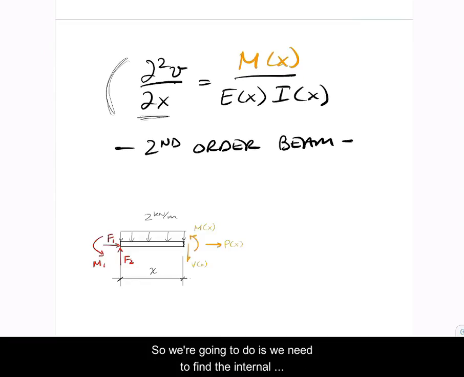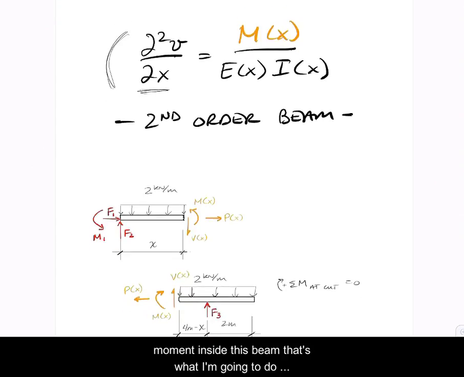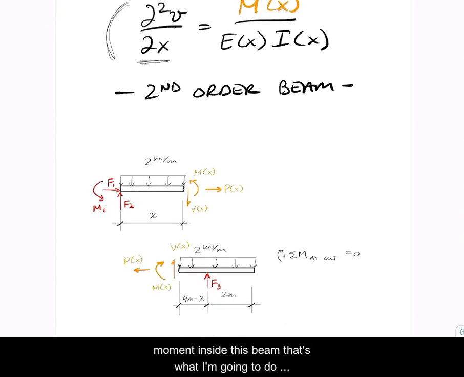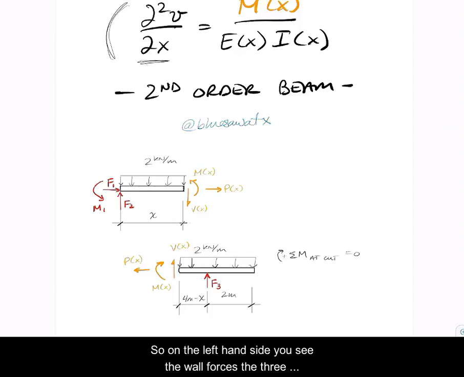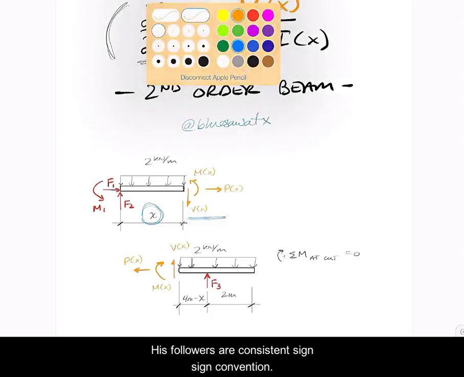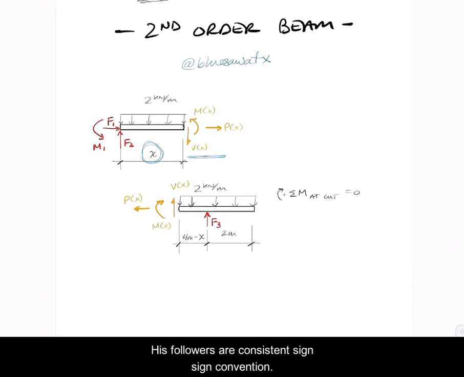So what we need to do is find the internal moment inside this beam. So I'm going to cut this beam open at a distance x. I like to think of this as the blue saw at x. So on the left hand side you see the wall forces, the 3 red arrows. Again, we have a distance x. Exposed at the cut are the 3 internal forces: moment, axial, and shear. These follow our consistent sign convention.